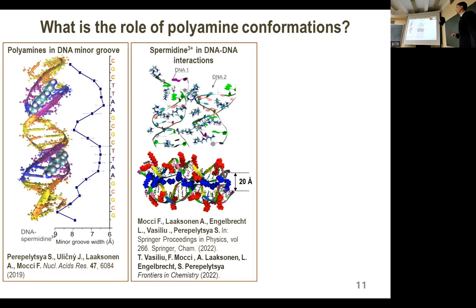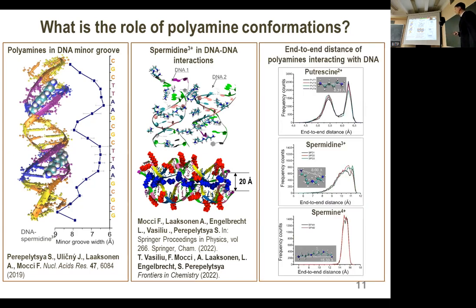But in some cases where polyamines are responsible for the aggregation of DNA, they can bend. And in this case, conformation play essential role. And we saw this. There are some results that we publish in supplemental materials to all these papers that I cite, showing that the distribution of end-to-end distance is not uniform, and it means that there are some conformations of polyamines which are preferable in the case of interaction with DNA.